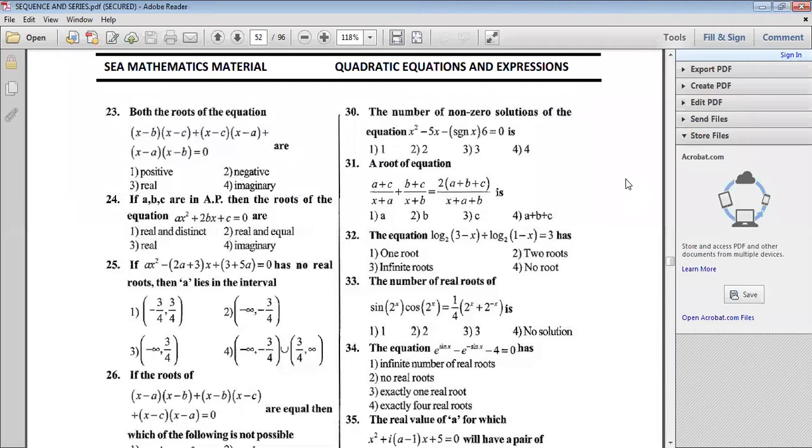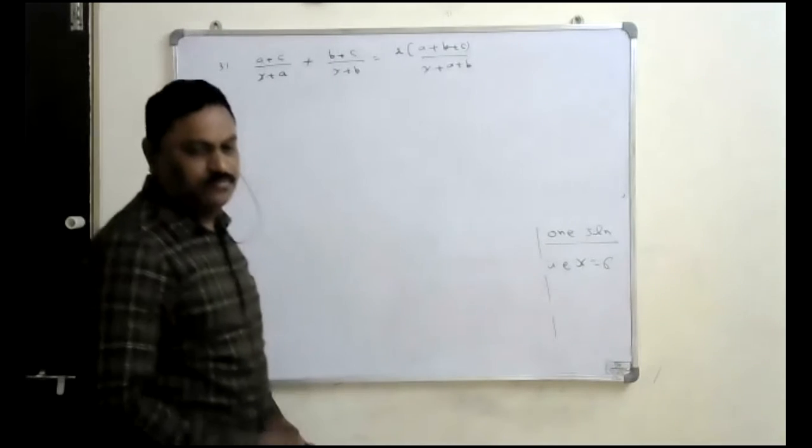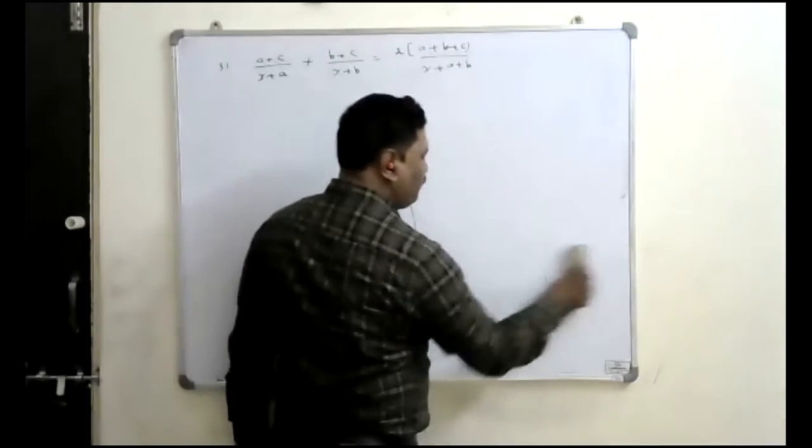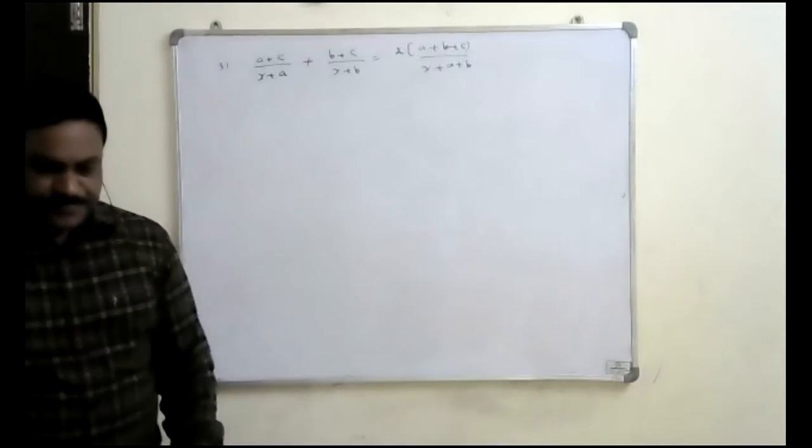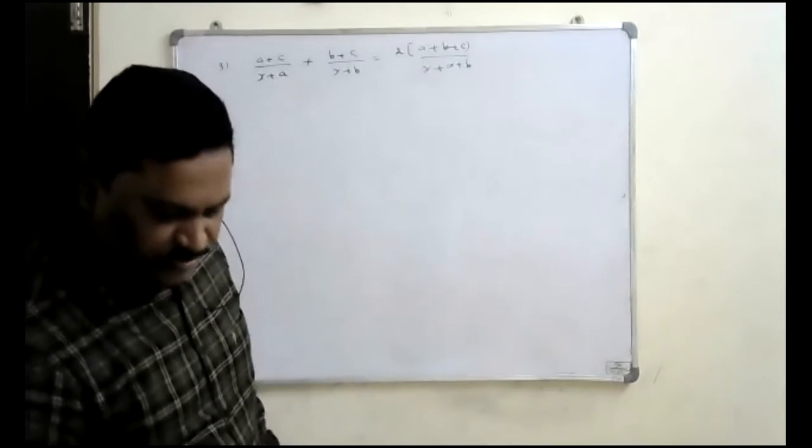First option. (a plus c) by (x plus a) plus (a plus b plus c) upon (x plus b) is equal to 2 times (a plus b plus c) upon (x plus b plus c), so x plus a plus b. What is the solution of this equation? Just observe here. So this is the given equation. What is the solution of this equation?